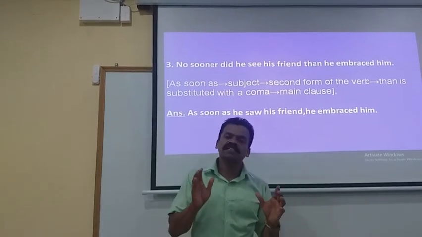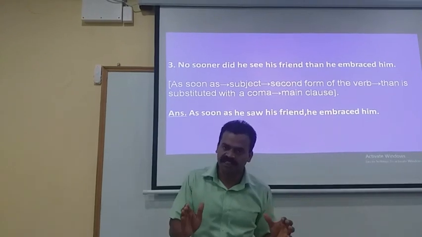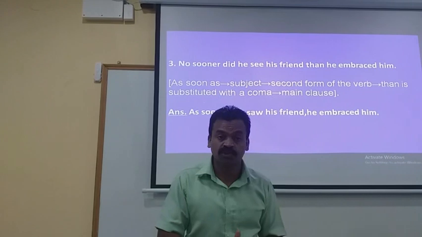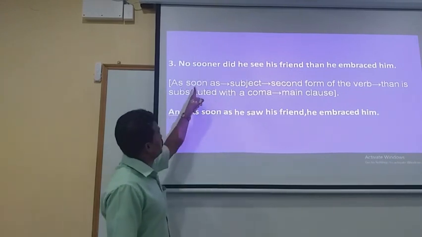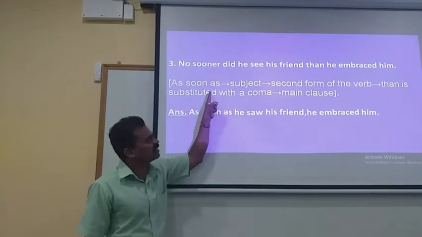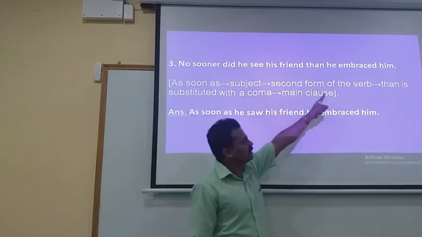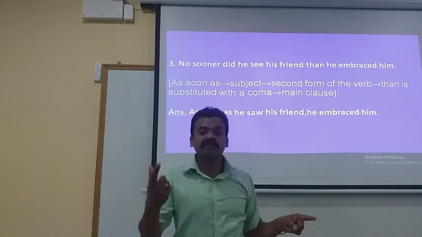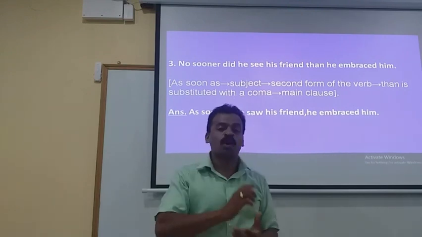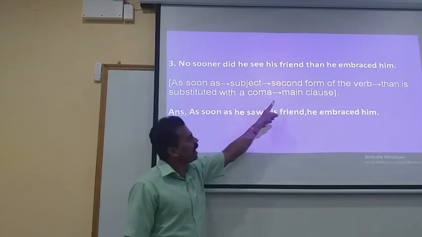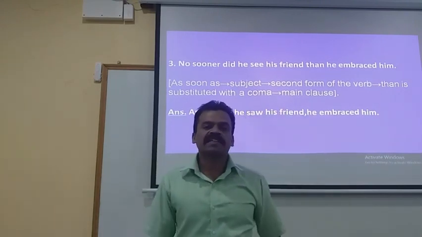So all the changes that we make will be in the subordinate clause, and the main clause remains exactly as it is. Once again, let us go through the rule. "No sooner" will be substituted with "as soon as." Immediately after "as soon as," make use of the subject. Then the second form of the verb, and remove "than" from there and place a comma in its place. "Than" is substituted with a comma, and place the main clause exactly as it is.